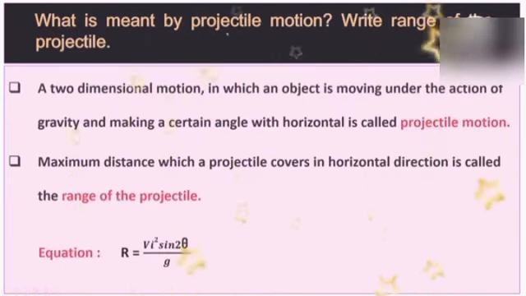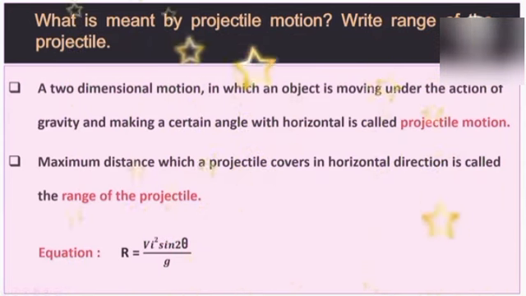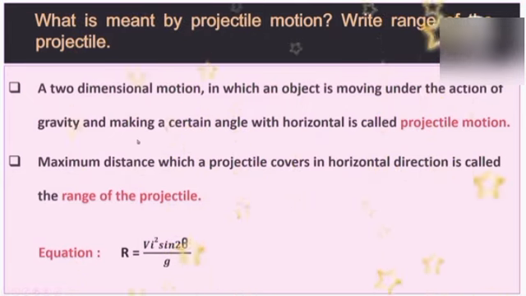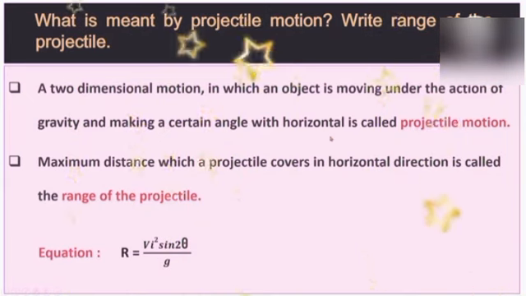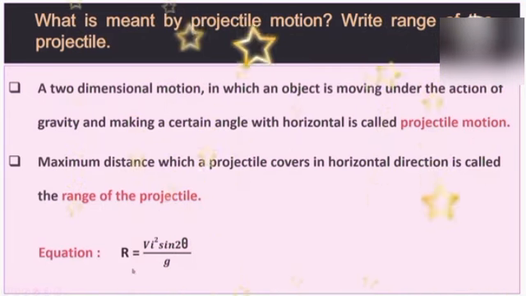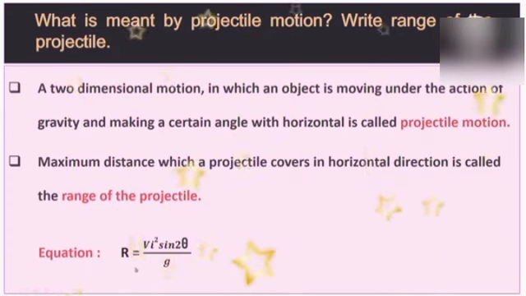What is meant by projectile motion? Write the range of the projectile. A two-dimensional motion in which an object is moving under the action of gravity and making a certain angle with the horizontal is called projectile motion. The maximum distance which a projectile covers in the horizontal direction is called the range of the projectile. Its equation is R equals Vi squared sine 2 theta over g.